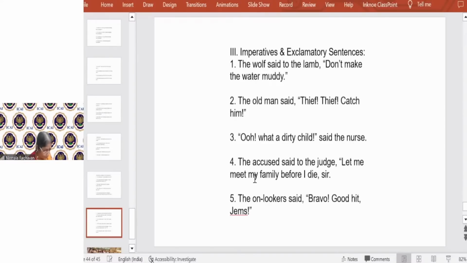Told and said you can interchange depending on the context of the question. The wolf will never request. Sorry, the wolf ordered or commanded, shouted, because the wolf is a mightier animal than the lamb.